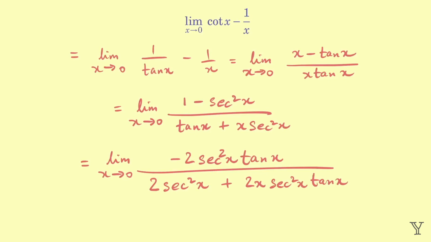This time, setting x equal to 0 in the numerator, we have minus 2 times 1 times 0. In the denominator, we have 2 times 1 plus 0. The limit therefore evaluates to 0 upon 2. We can therefore finally say that the limit as x goes to 0 of cot x minus 1 upon x is equal to 0.